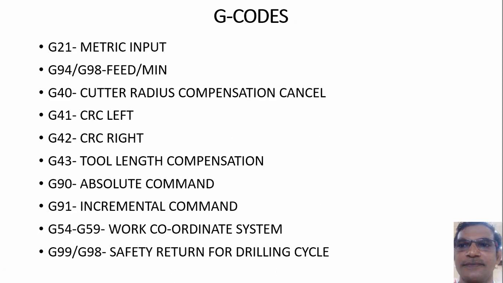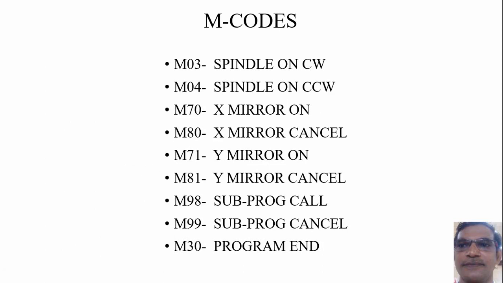And these are some important M codes. M03 is spindle clockwise direction, M04 is spindle on counterclockwise, and M70, M80, M71, M81 are special codes for the mirroring operation. Sometimes we have to do the mirroring operation, to create the profile in all 4 quadrants. At that time we can use mirroring commands. These 4. And M98, M99 are subprogram call and subprogram cancel.